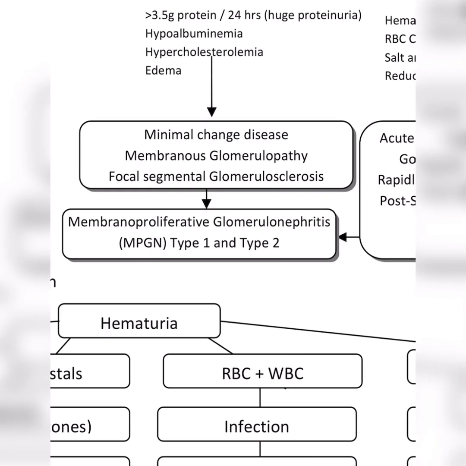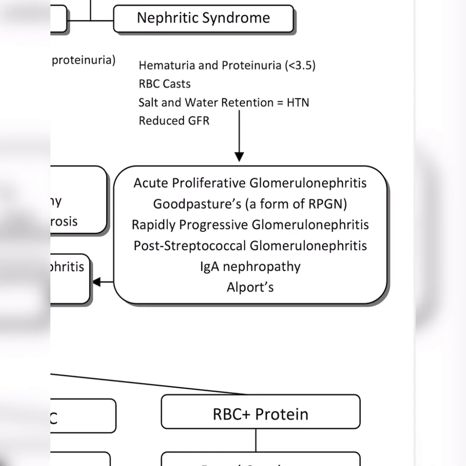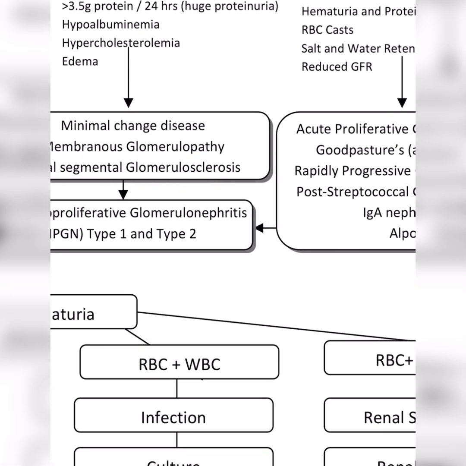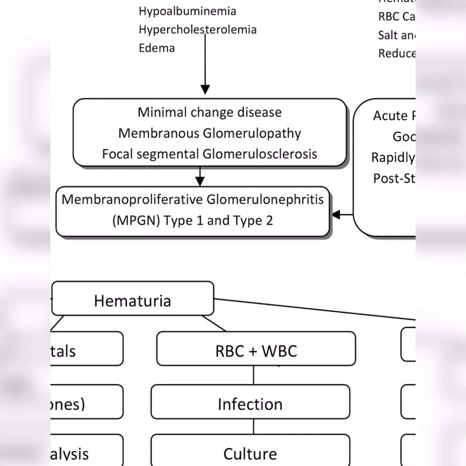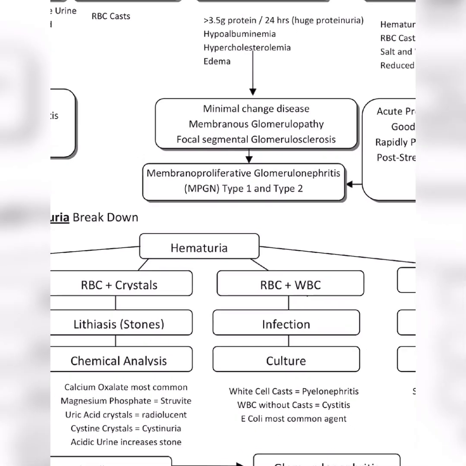Some of the diseases that can cause nephrotic syndrome are minimal change disease, membranous glomerulonephropathy, and focal segmental glomerulosclerosis. And some of the diseases which lead to nephritic syndrome are acute proliferative glomerulonephritis, Goodpasture syndrome, rapidly progressive glomerulonephritis, post-streptococcal glomerulonephritis, IgA nephropathy, and Alport syndrome. There are also some diseases, one of them is membranoproliferative glomerulonephritis type 1 and type 2, which can lead to nephrotic syndrome or nephritic syndrome. So it manifests in both of them.